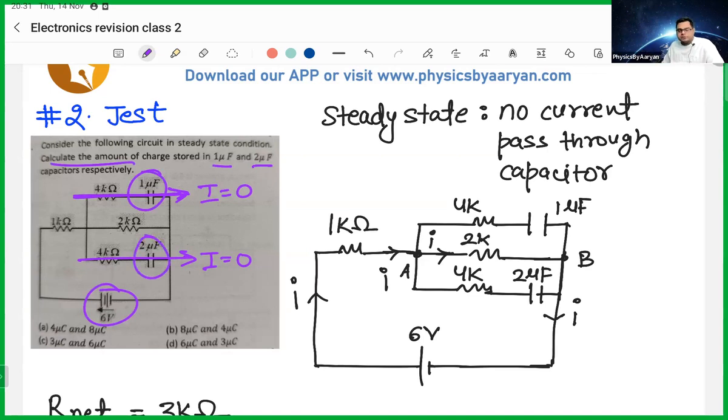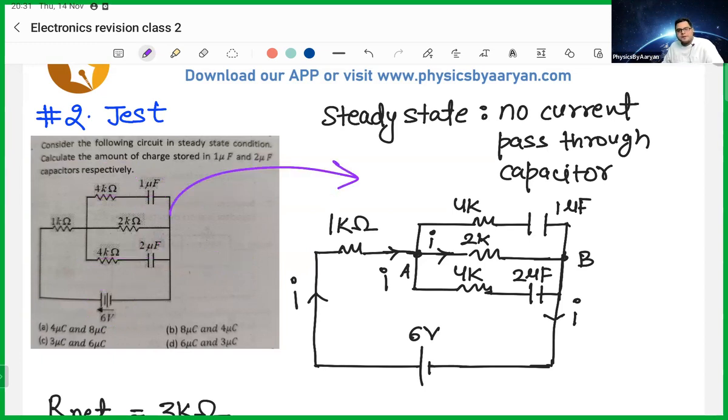Charges will obviously be there, because in a steady state capacitors are fully charged. So after getting fully charged, what is the charge they have? That is what they're asking. That's all. Simple question. So I redraw my circuit. This is my circuit here. It's exactly the same circuit.